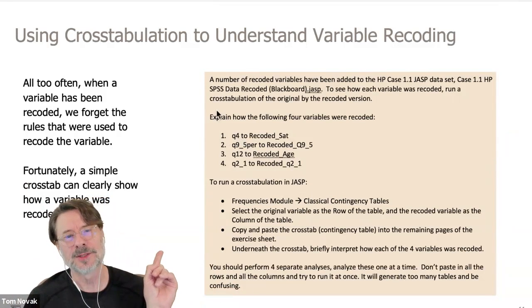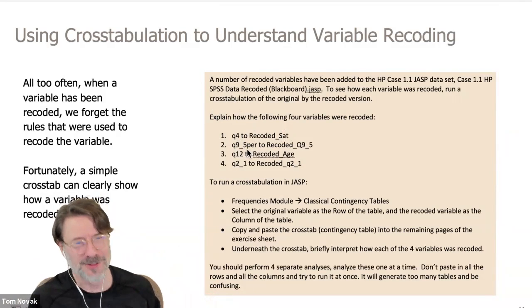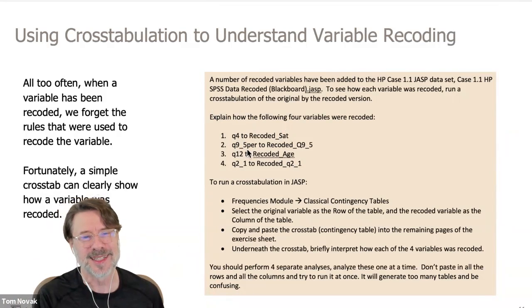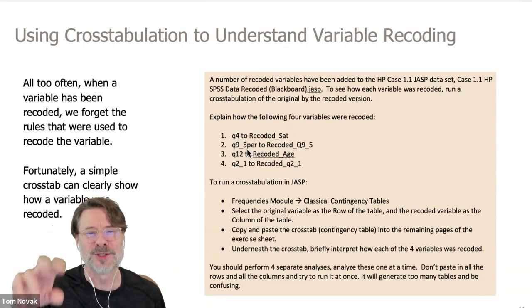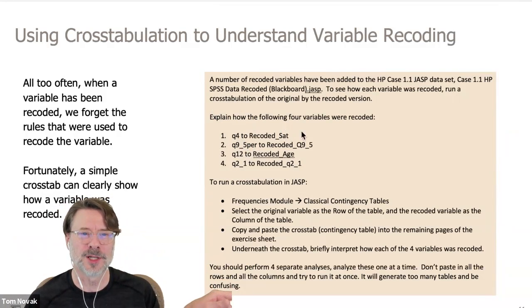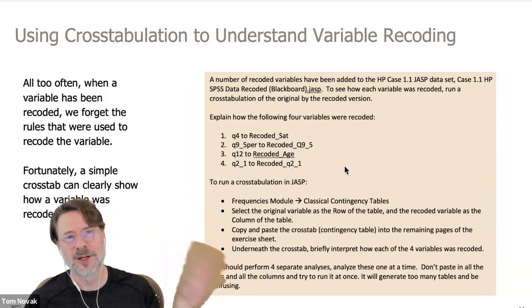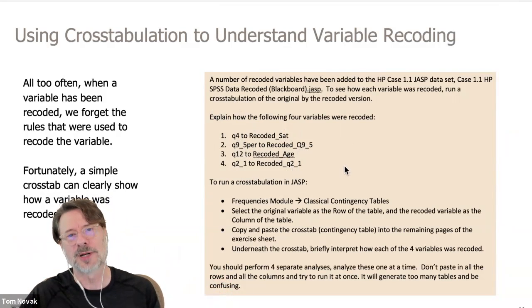And that will help you understand how Q4 is recoded to recoded SAT, and how Q9_5 is recoded. You're going to find that on the code book. What is that thing? That was recoded_Q9_5. How the heck did that happen? How is Q1 recoded to recoded age, right? So how did these four things happen? The only way that anyone can figure it out at this point without being told is to do a crosstab, and then you should be able to see.